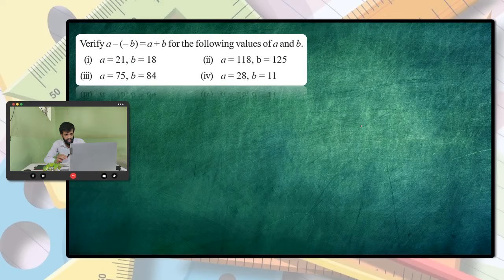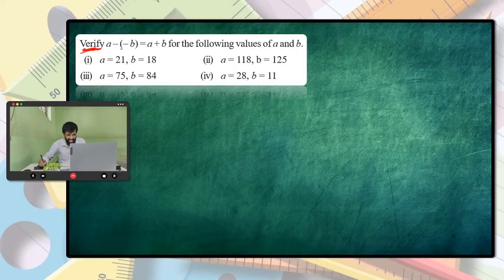Now here you are asked, verify a minus, in a bracket, minus b is equal to a plus b for the following values of a and b. Whenever you are given a question where you are asked to verify, all you have to do is take the left hand side and right hand side separately. The left hand side here is a minus bracket minus b. Whatever is on the left of equal to becomes the left hand side, and whatever is on the right side of equal to becomes the right hand side.